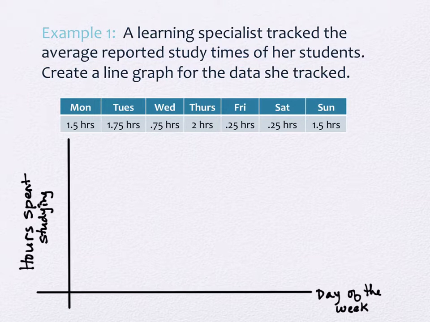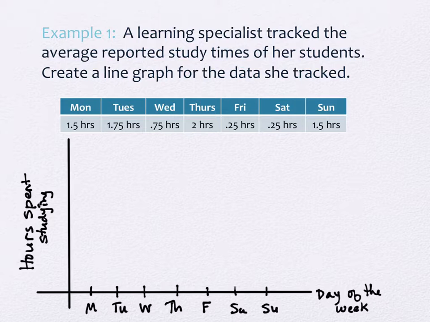Now, our axis on the bottom will be the days of the week. You can abbreviate if you'd like. So we've got Monday, Tuesday, Wednesday. They should be evenly distributed, at least approximately so. Thursday, Friday, Saturday, and Sunday.